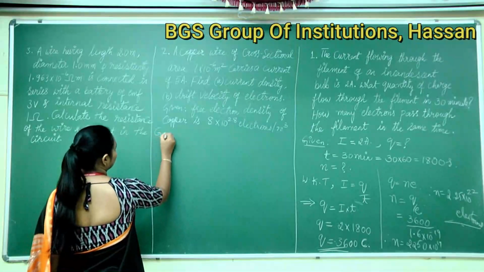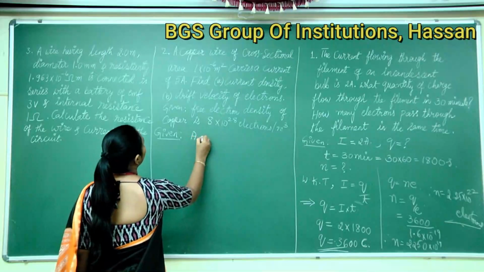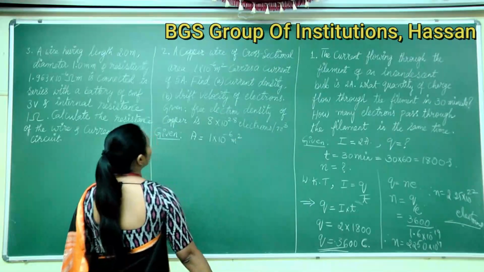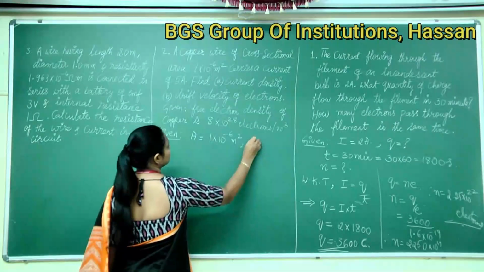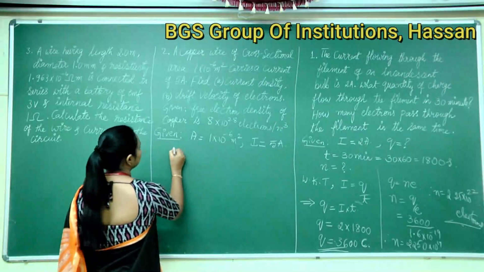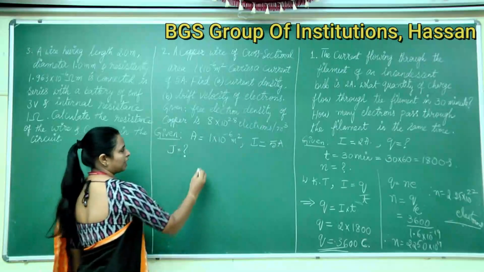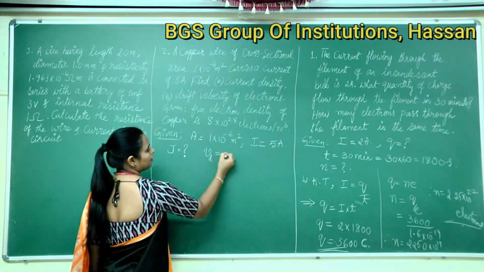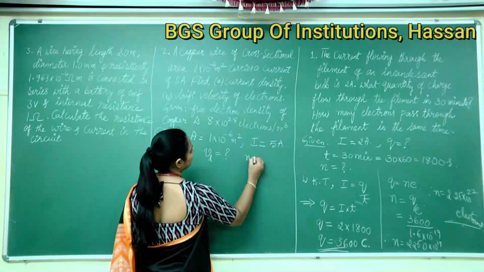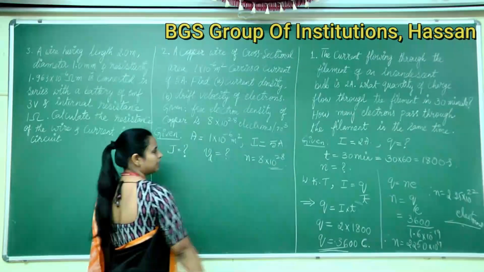Now note down the given data. Given data is A, the area they have given. It carries a current, that is I. Find current density. What is the symbol for current density? It is J. Drift velocity. What is the symbol for drift velocity? Vd. Free electron density, that is n, is given as 8 into 10 power 28 electrons.